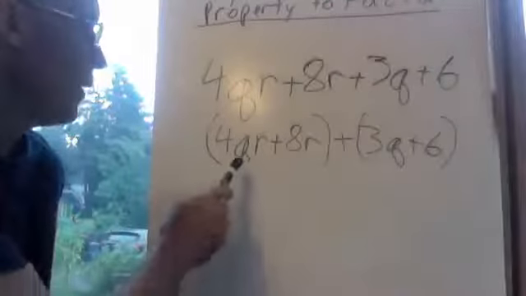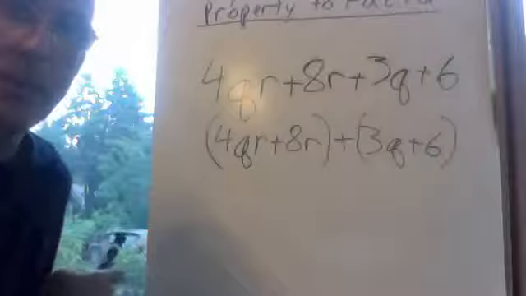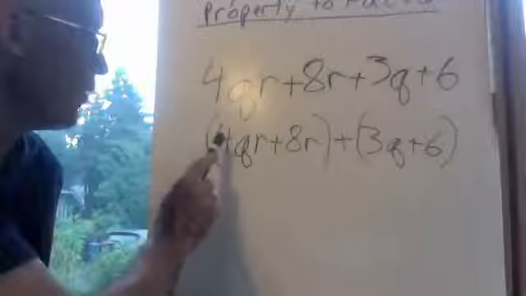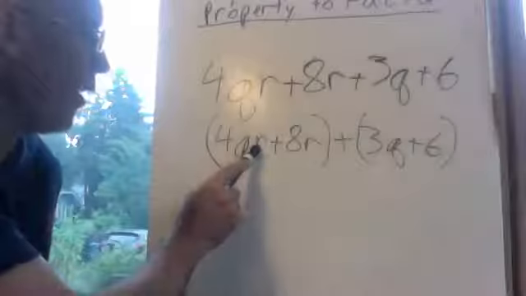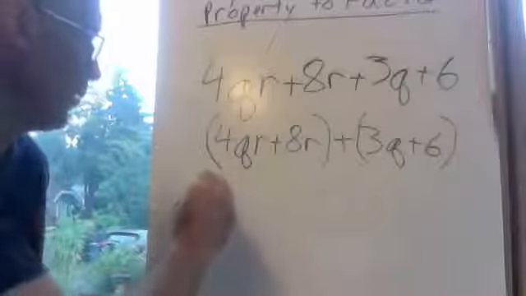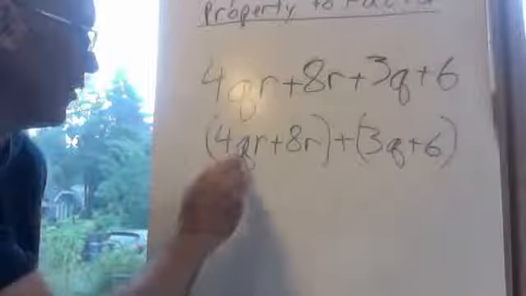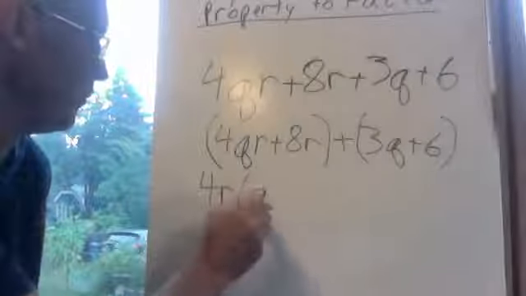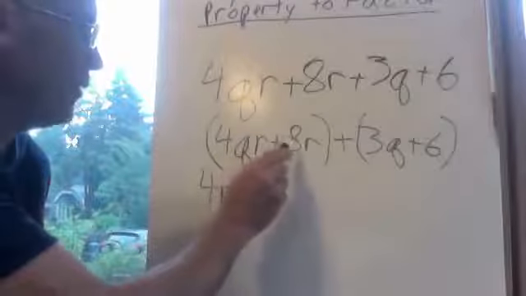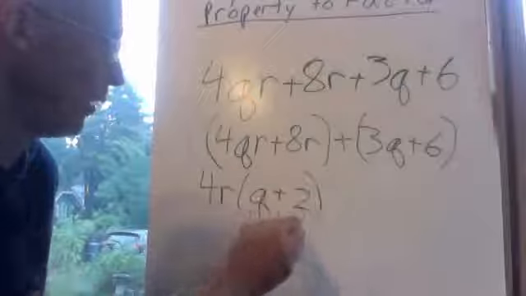Now, second step, factor out what's in common, like we just practiced about the distributive property. Do you see that there is a 4 and an R in common in these two terms? So we're going to factor out 4R, and what does that leave us here? It leaves us a Q. And when we divide 8R by 4R, it leaves us 2, correct?